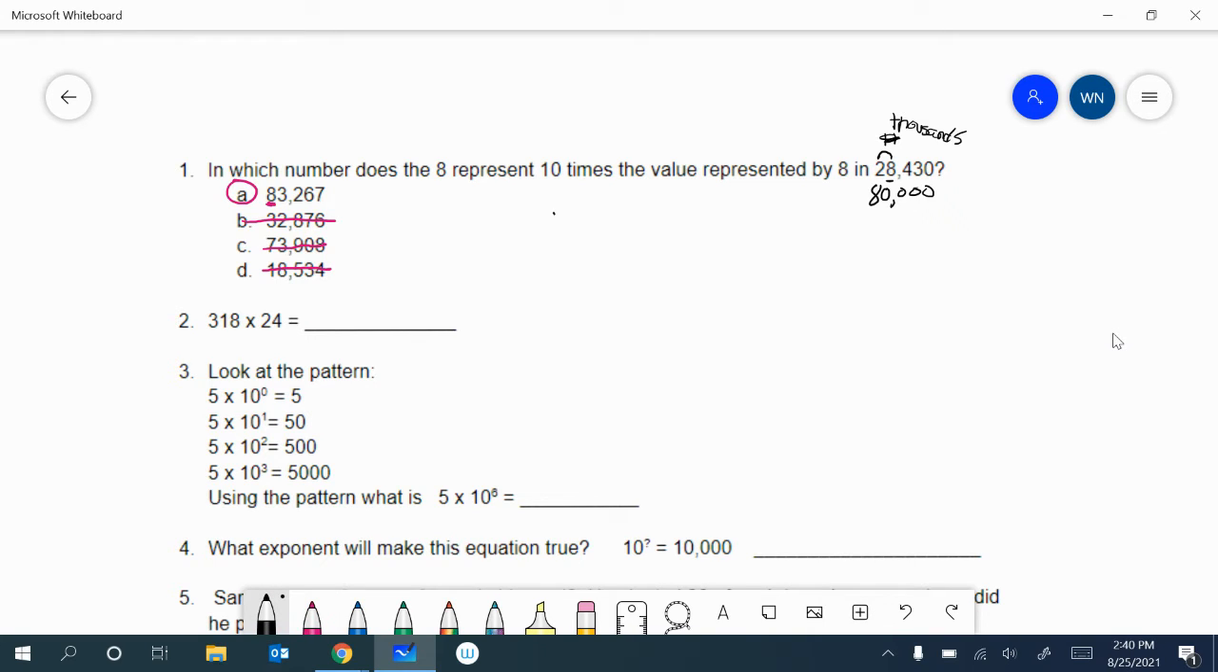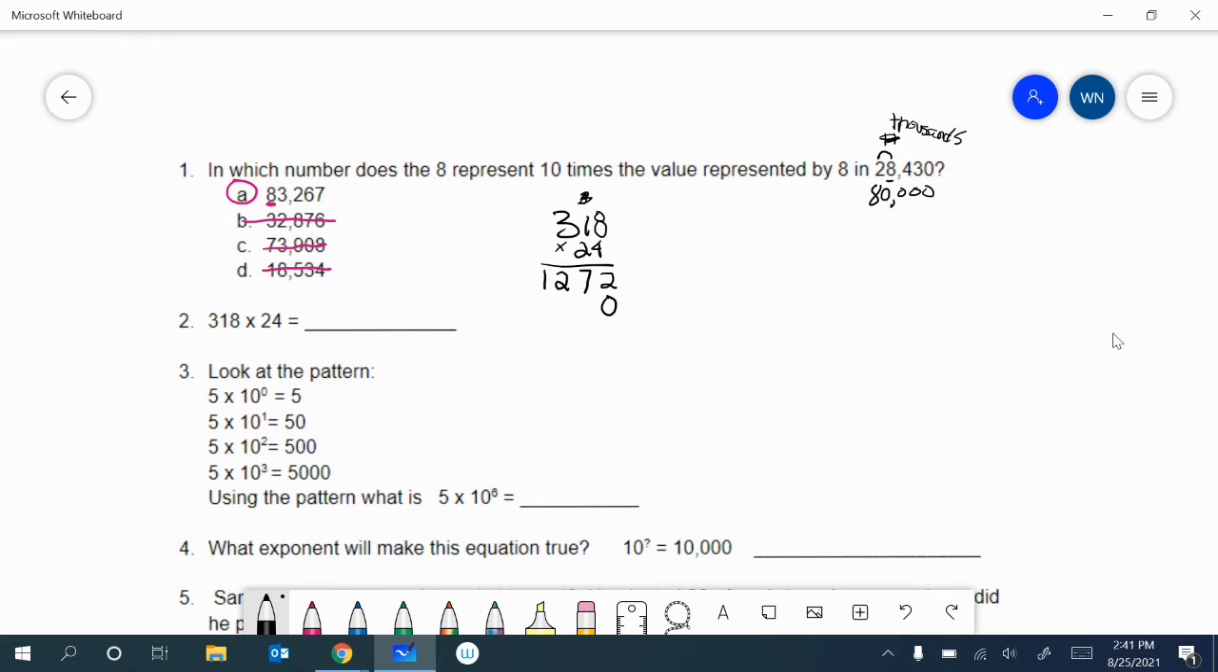For the next question, we're going to multiply 318 by 24. 318 times 24. So we're going to start here. 4 times 8 is 32. We're going to put down our 2, carry our 3. 1 times 4 is 4, plus 3 is 7. 4 times 3 is 12. Make sure you're checking your work with mine to make sure you have the same numbers in the same places.